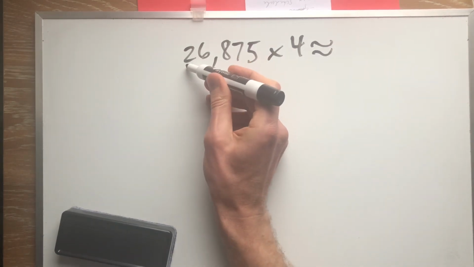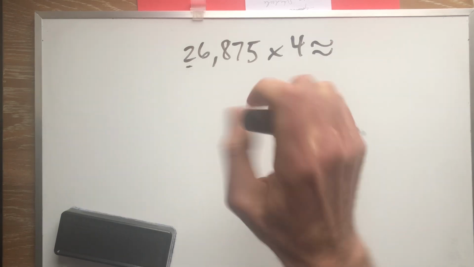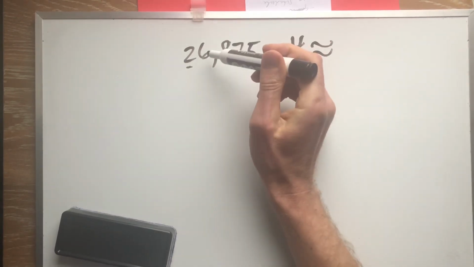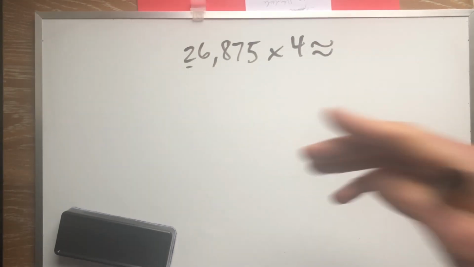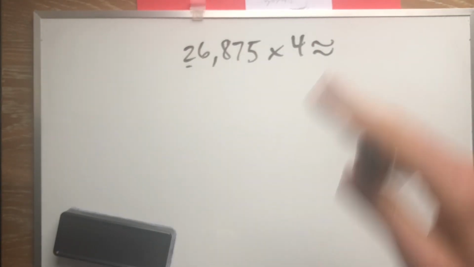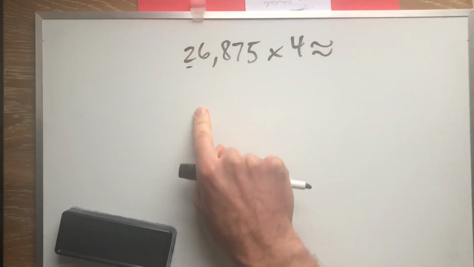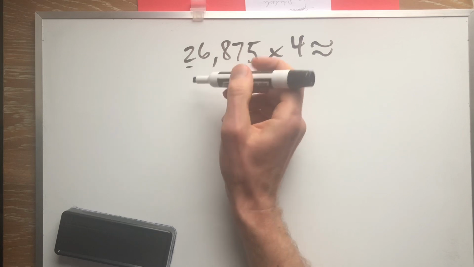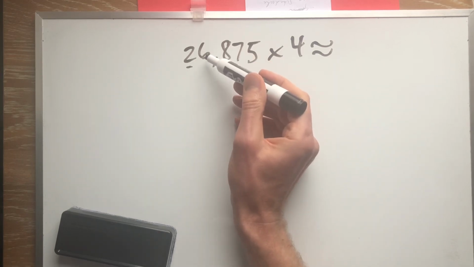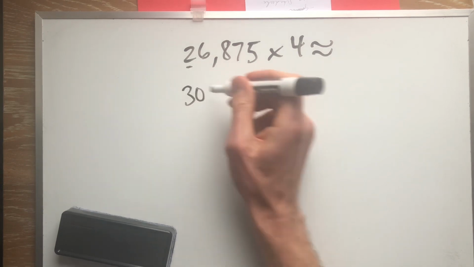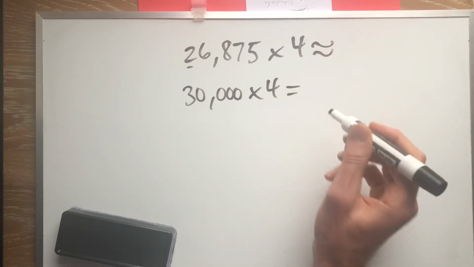Well, I'm looking at the 2 in the 10,000 spot, and I notice when I look next door, it's a 6. 6 is round up. 5 to 9, climb the vine. 0 to 4, stay on the floor. It's going to climb the vine, so it's closer to 30,000 than 20,000. So whenever I see this, I'm like, is it closer to 20,000 or 30,000? And I look at the 6, oh, it's closer to 30,000. So let's multiply 30,000 times 4, and then we'll find our estimate.